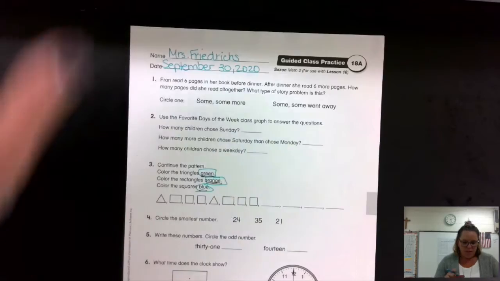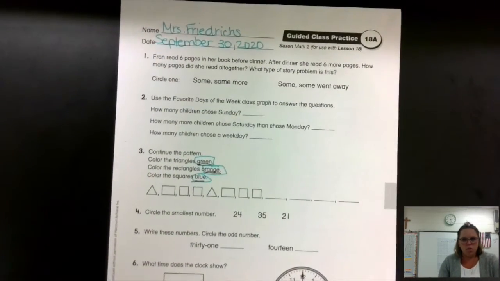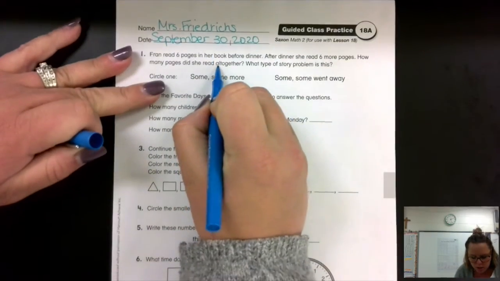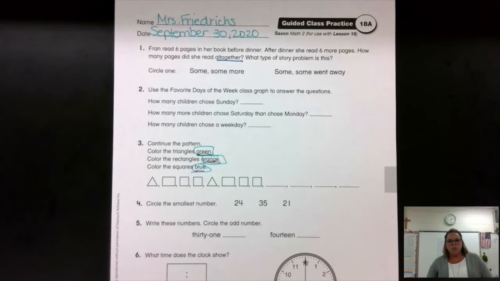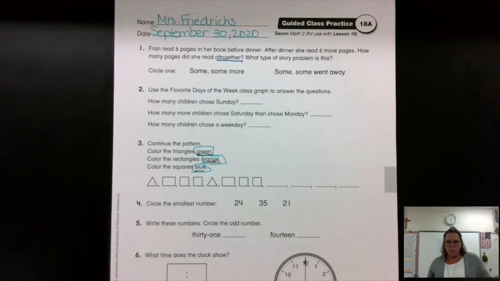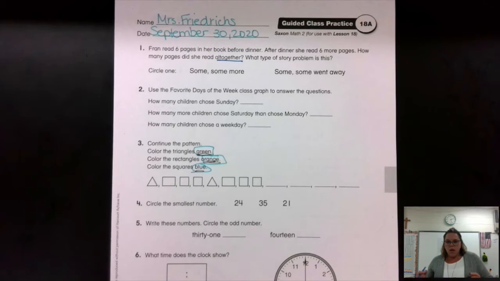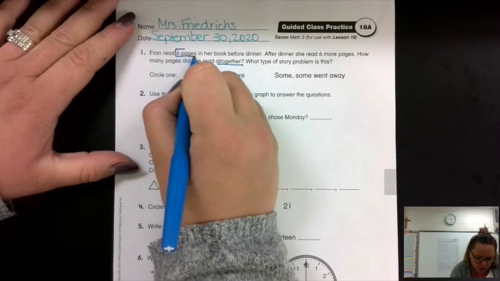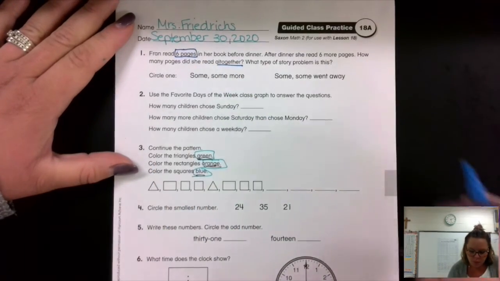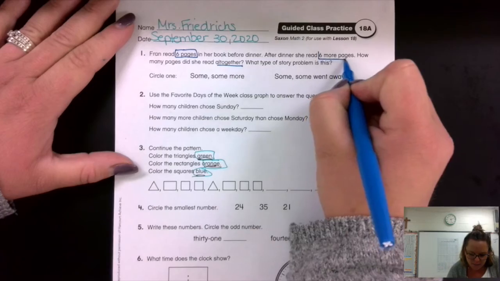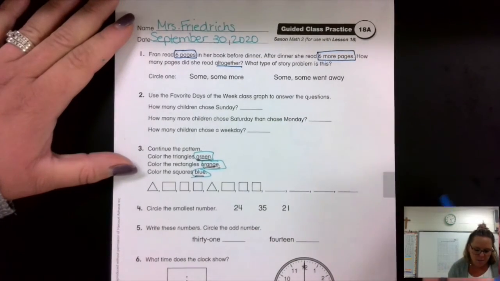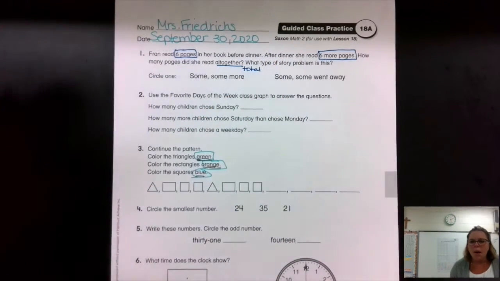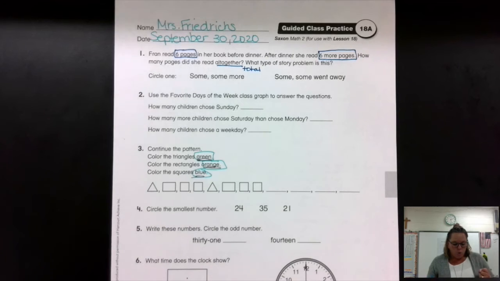What type of story problem is this? Well, we want to first reread so that we now can get all of our information. We want to know altogether how much she read. So as we read and find out how much she read before and after dinner, we're going to underline or box how many pages that was to help us out. Fran read 6 pages in her book before dinner. After dinner, she read 6 more pages. How many pages did she read altogether? The word altogether means the same thing as total, combined. Okay, so we want to know how many total pages she read.